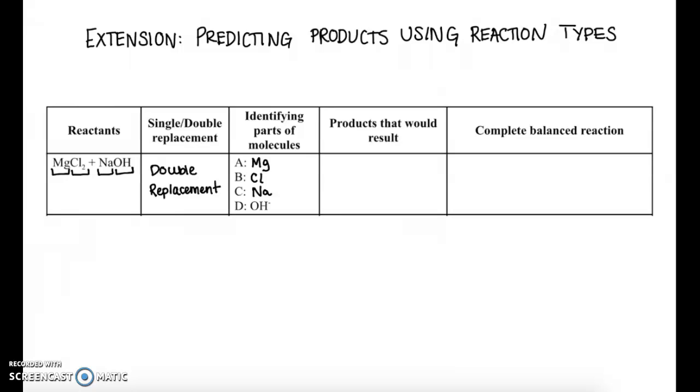But before I start trying to predict the products, it's going to be really important that I make sure to include my charges. For example, we're already told that OH comes with a negative charge. Now remember, that means an invisible 1 is there, so this is a -1 charge. This is an anion. So we need to make sure that we are also identifying the charges of Mg, Cl, and Na. To do this, we're going to use our periodic table to help.